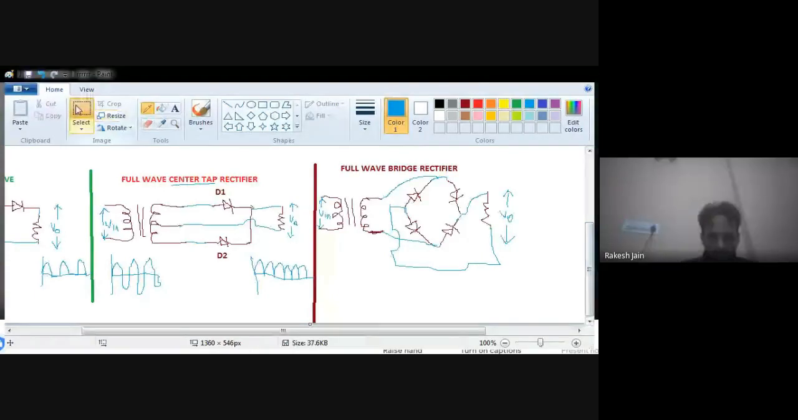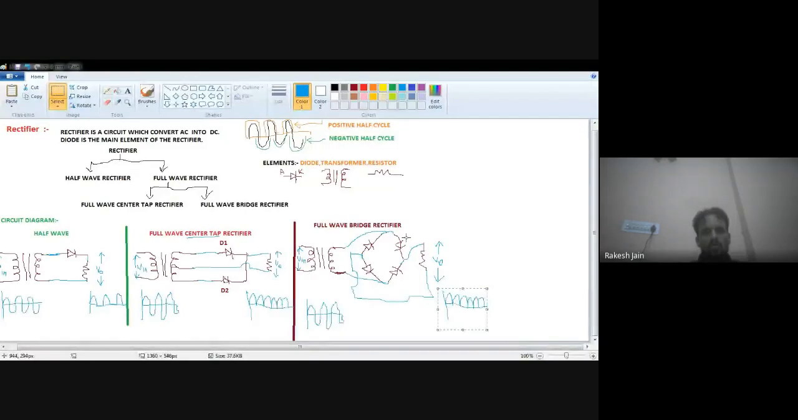The waveforms are the same because it is also a full wave rectifier. The input is the same as for all rectifier circuitry, an AC supply, and the output is the same as the full wave center tap rectifier. Only the positive half cycle we will find. The negative half cycle we will not find at the output side. So this is how to draw the basic circuit diagram of a full wave center tap rectifier, half wave rectifier, and full wave bridge rectifier. Now I am going to explain the working principle of these three types.